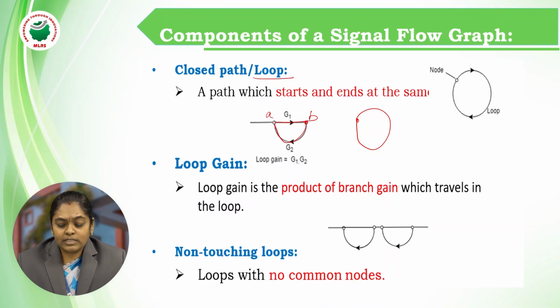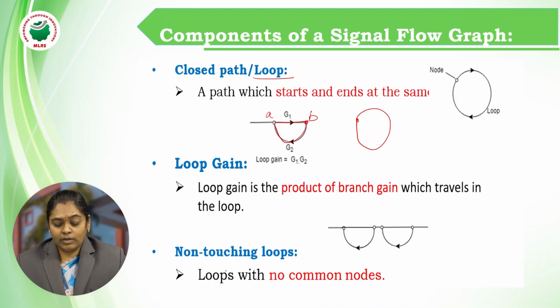Whenever a signal is moving from A to B, the corresponding gain is G1. Whenever the signal is moving from B to A, the corresponding gain is G2. The loop itself indicates a closed path, so the multiplication of those branch gains is called the loop gain. For this figure, the loop gain is G1 into G2. So we can define a loop gain as the product of branch gains, and it gives you the information on how the signal travels from which node towards which node.